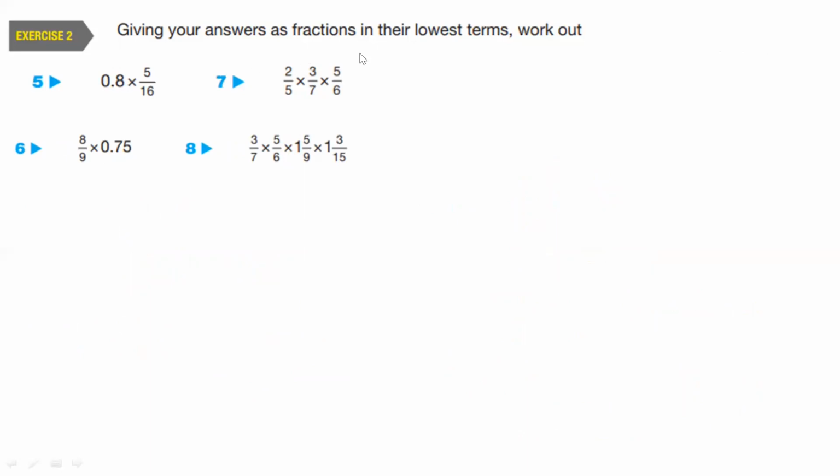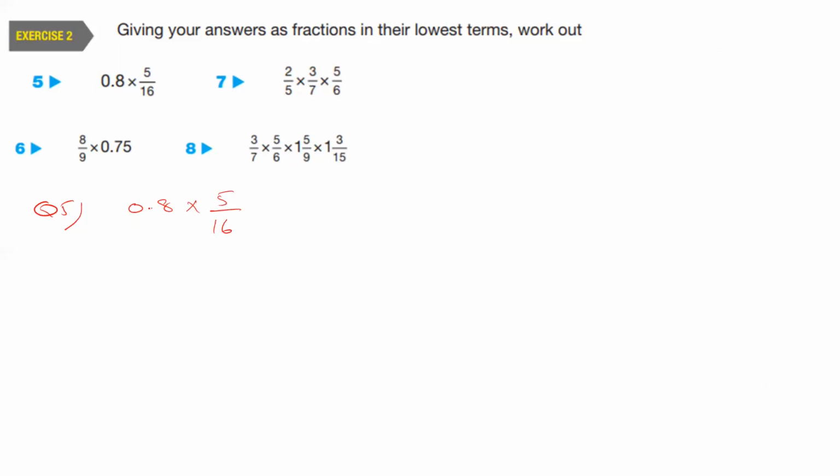So now question number 5. Giving your answers as fractions in their lowest terms, work out. Now we have the numbers in decimals. So how do we do it? Okay, we write here question number 5. Question 5 states 0.8 times 5 upon 16.